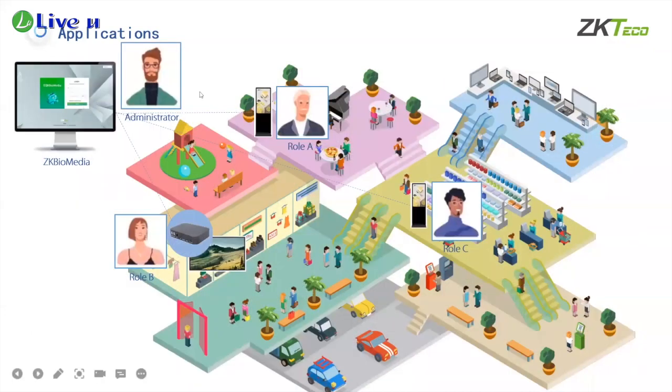Here are examples for role management. Here we have the administrator. And it can issue different roles to different people. And we can see we have 3 roles here, Role A, Role B, and Role C. So the different roles can only control the devices in their stores. Role A cannot control Role B's device because he doesn't have the permissions.